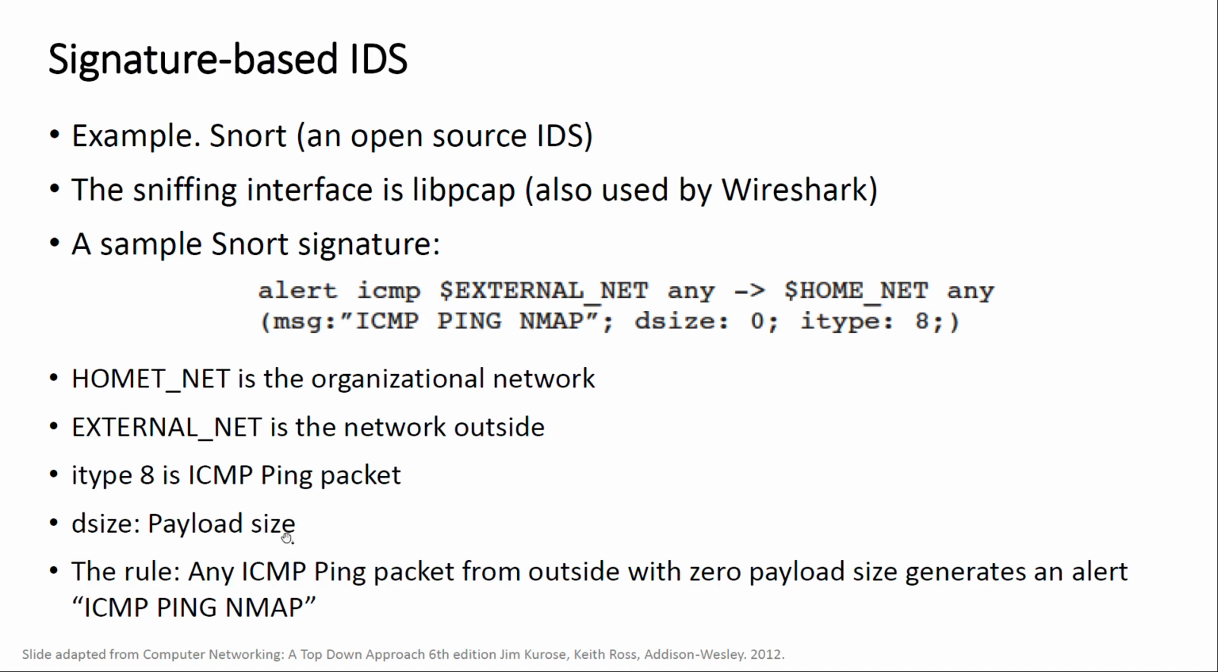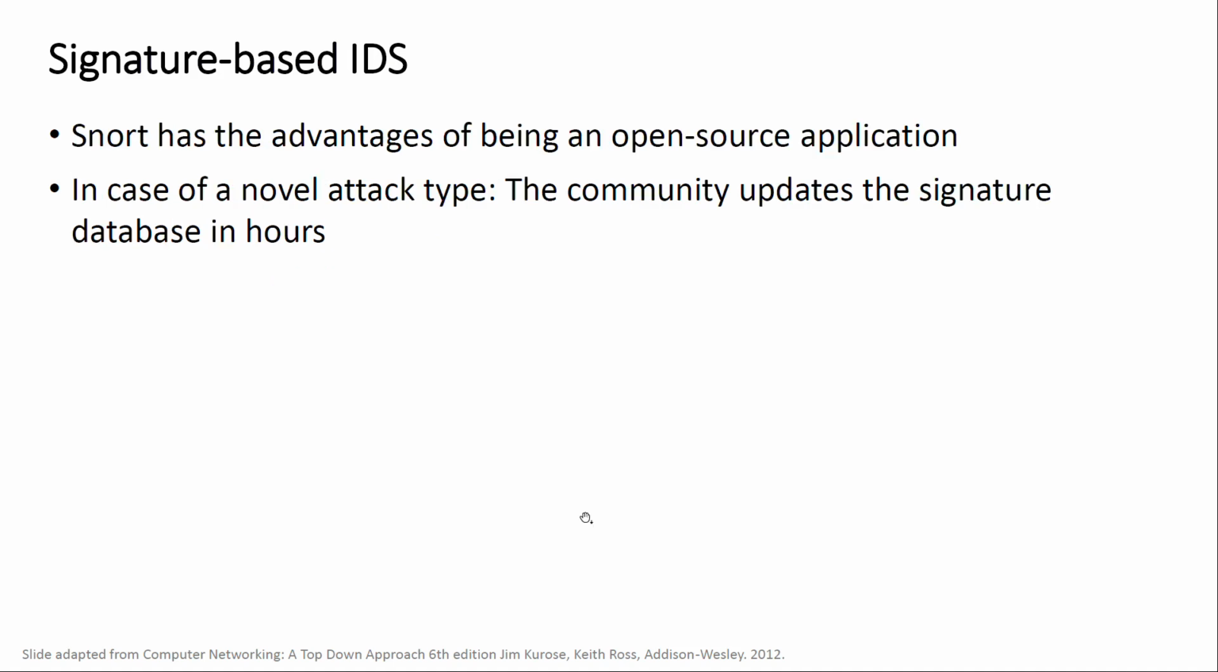Dsize is the payload size. If this happens, the alert will give the message ICMP ping nmap. So this would mean that when you have any ICMP ping packet from one side with 0 payload size, this will generate this alert. Snort has the advantage of being an open source application. In case of a novel attack, the community updates the signature database in hours.